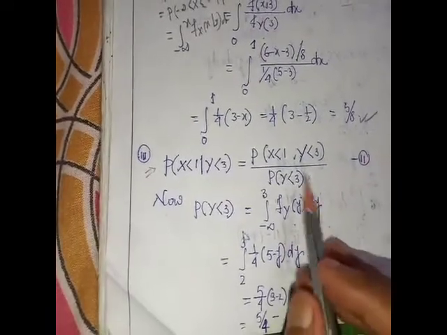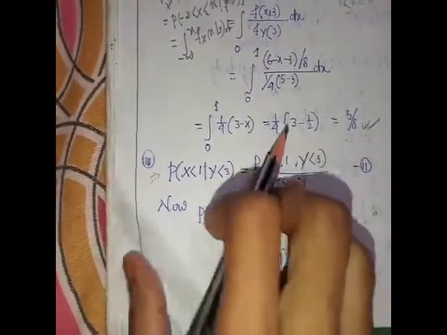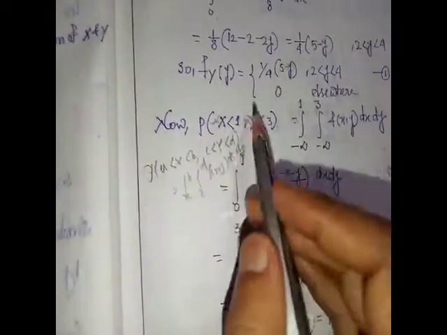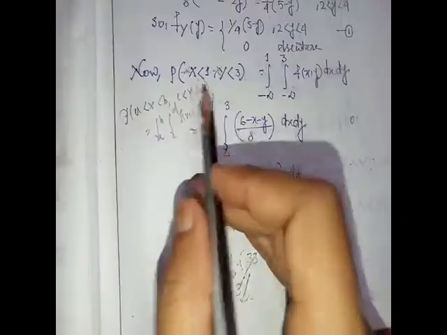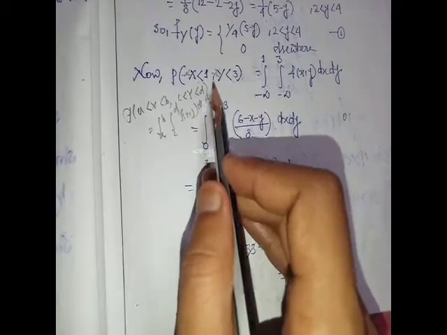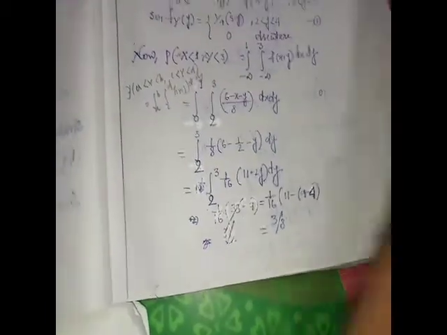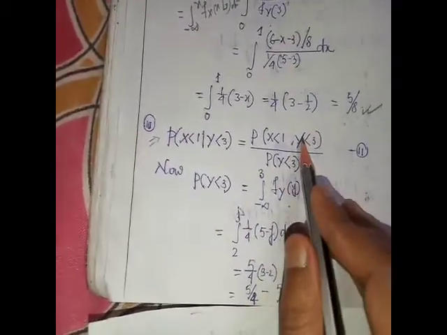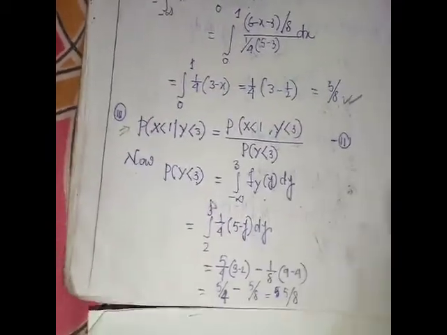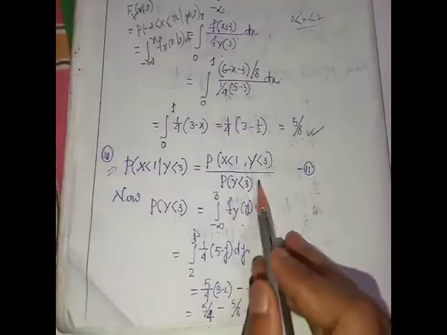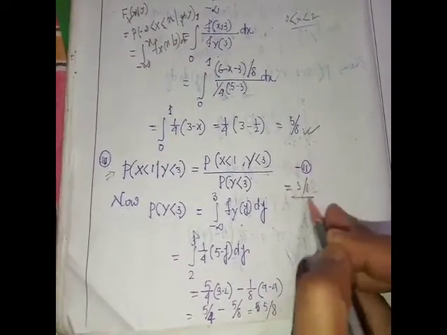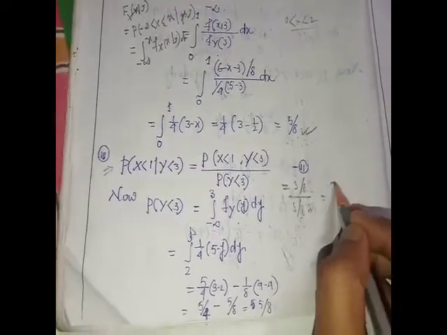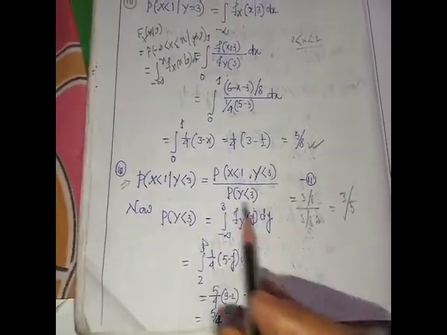And we already calculated in our first problem probability of X less than 1 comma Y less than 3, which is 3 by 8. So this is 3 by 8 and this is 5 by 8. So the result is 3 by 8 divided by 5 by 8, which is equal to 3 by 5. Okay, so this is the required result.